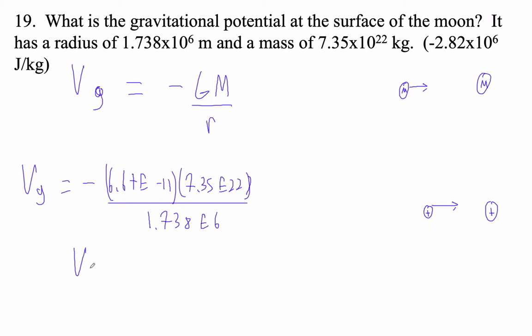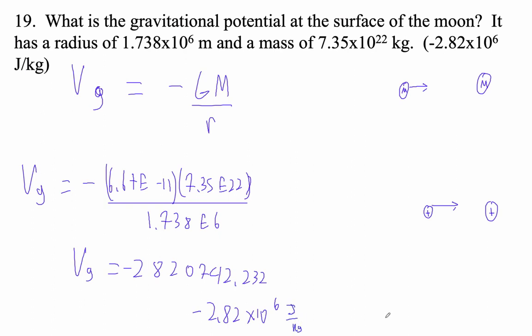Our gravitational potential is negative 2.82074... 1, 2, 3, 4, 5, 6. So it's negative 2.82 times 10 to the 6th, and that's joules per kilogram.